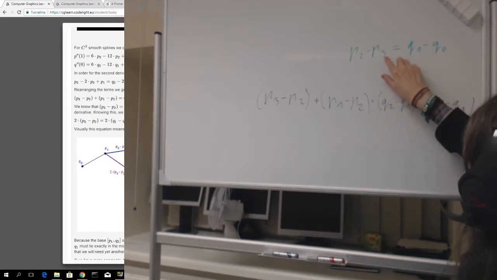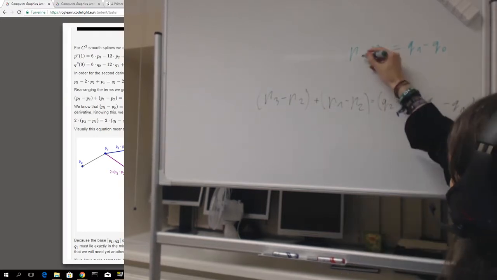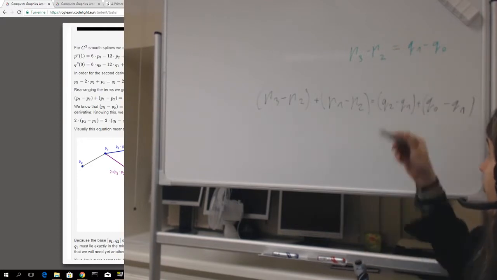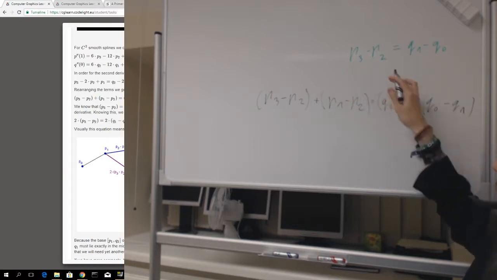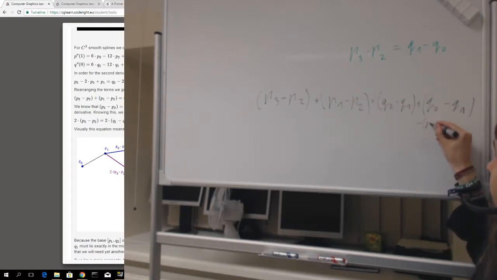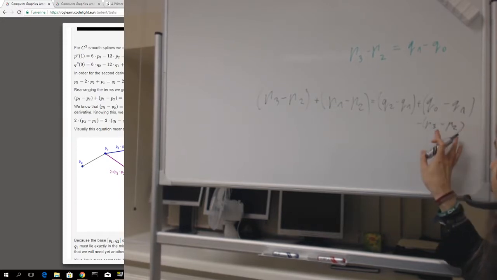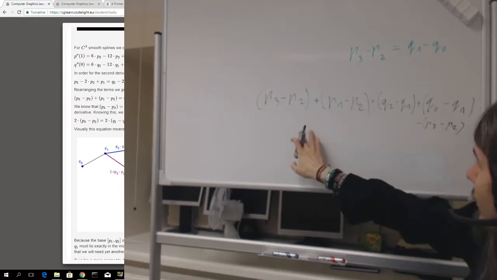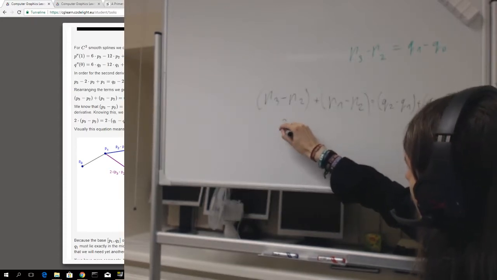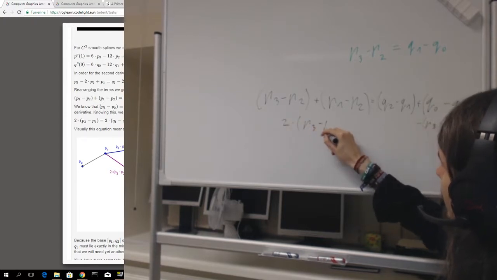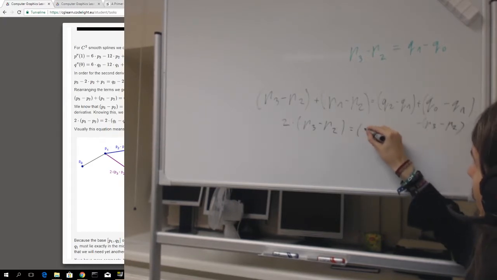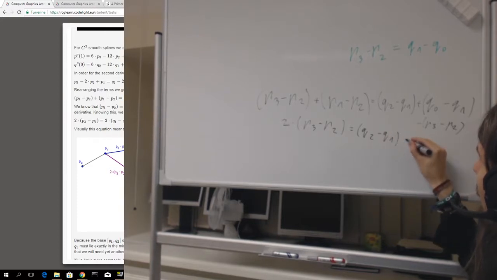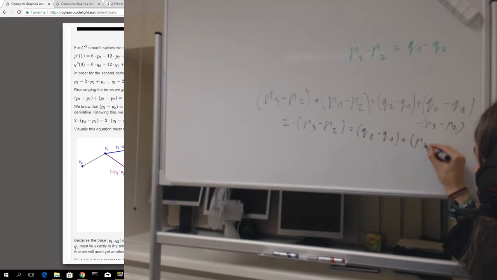And I made a small mistake here. So actually, this should be P3 minus P2. And now if we assume this, we can substitute some values here. For example, if we take this Q0 minus Q1, this is the negative of that. So that is minus P3 minus P2. We can take this term, put it on the other side of the equation, and we get 2 times P3 minus P2. And this one we can also put to the other side, is equal to Q2 minus Q1, and let's make it a plus, P2 minus P1.